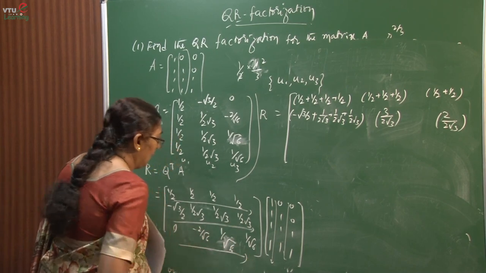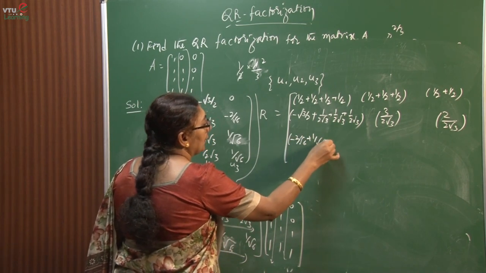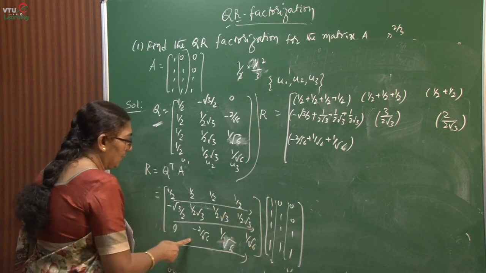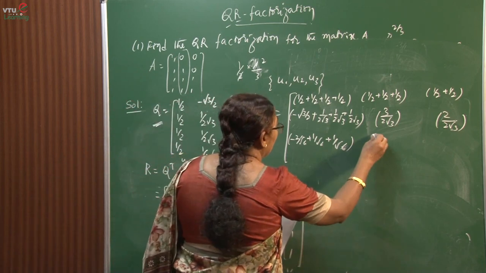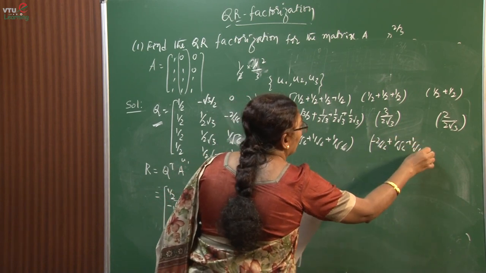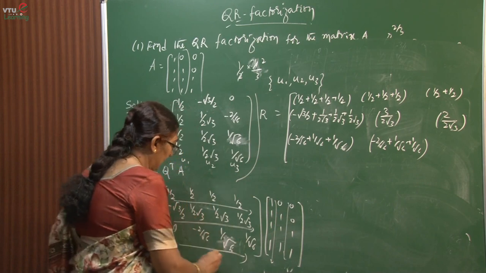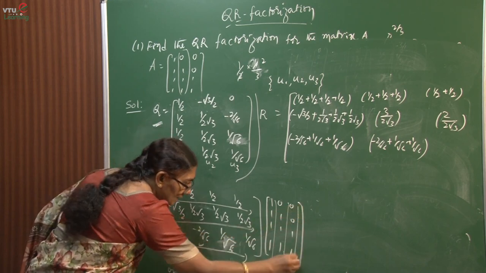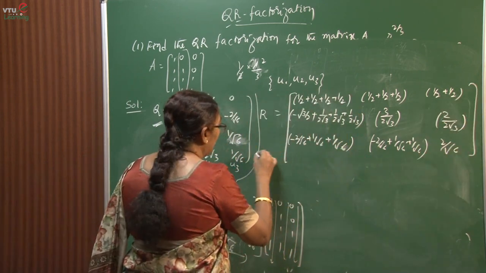Move to the last column. What we get: minus 2 by root 6 plus 1 by root 6, because the first value is 0. Move to this: first value 0, here also first value 0, we get the same value: minus 2 by root 6 plus 1 by root 6 plus 1 by root 6. What we get next, the last value: this is 0, this is 0, only we get 1 by root 6, multiplying with 1 for the last row with the last column, 1 by root 6, 1 by root 6. What we get? 1 by 2 root 6.